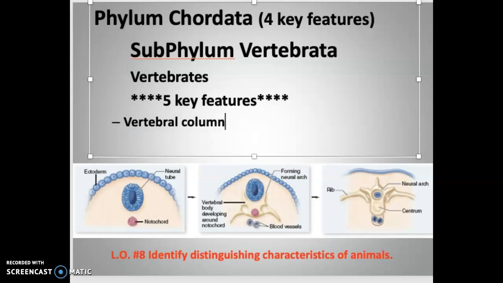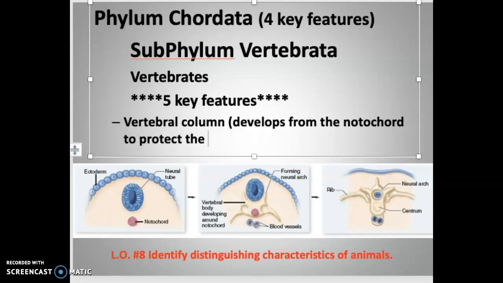All right, number 1 on your list of top favorites is you have a vertebral column. You have a backbone, not a spine. All the chordates have a spine. That's that neural cord. But you have a vertebral column. This develops from the notochord. And it will develop, and then it's there to protect the spinal cord.